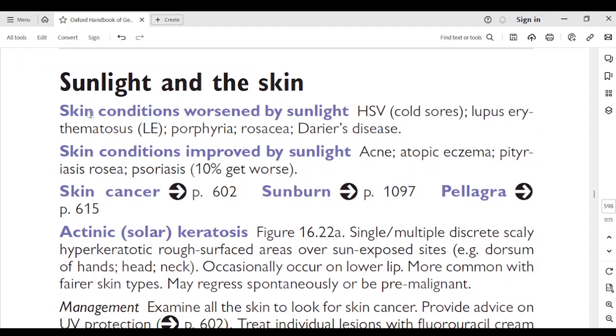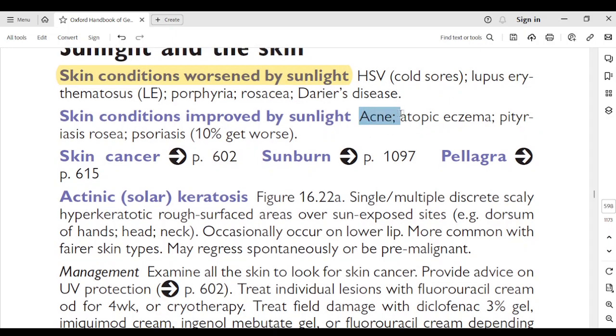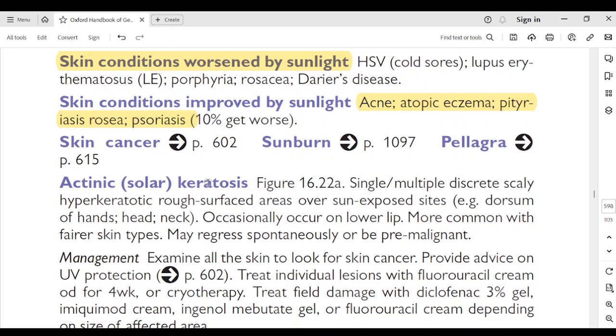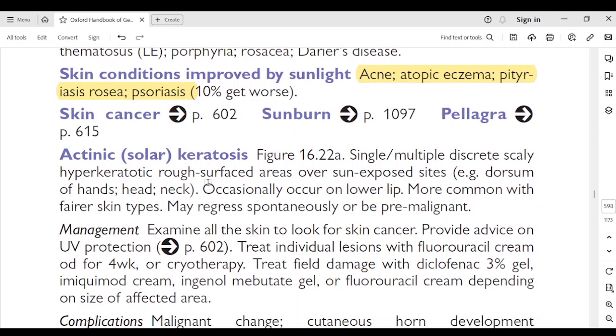Sunlight and the skin. Skin conditions worsened by sunlight: HSV, cold sores, lupus erythematosus, porphyria, rosacea, Darier's disease. Skin conditions improved by sunlight: acne, atopic eczema, pityriasis, rosacea and psoriasis. So improved by sunlight is acne, atopic eczema, pityriasis, rosacea and psoriasis. They improve by sunlight. Which worsen? Porphyria and SLE, rosacea. Skin cancers, page 602, sunburn, page 1097, pellagra 615.